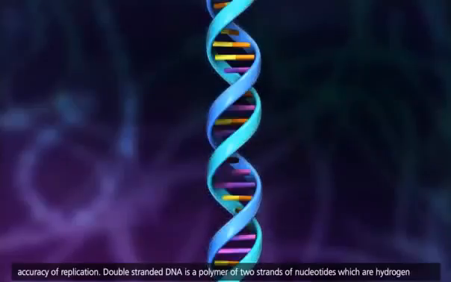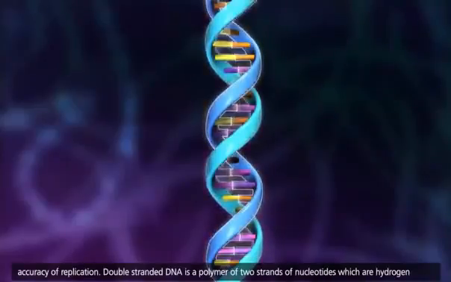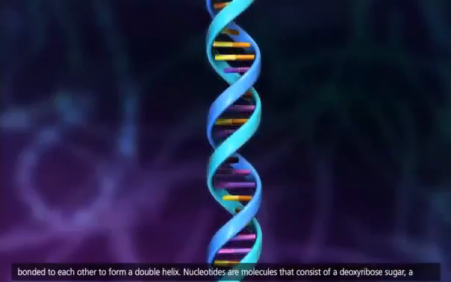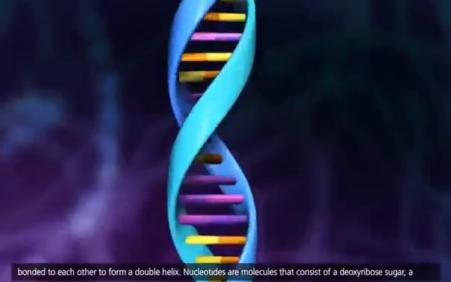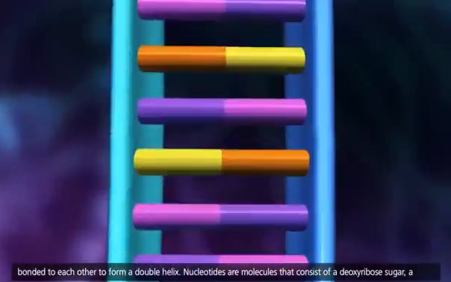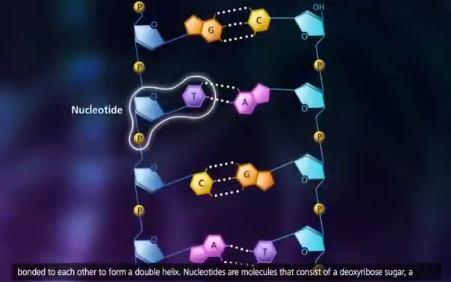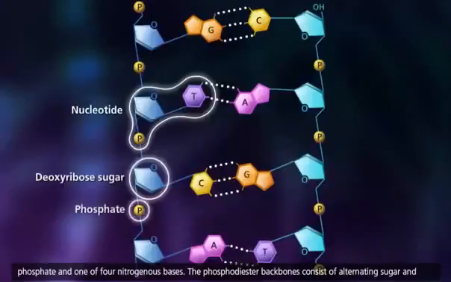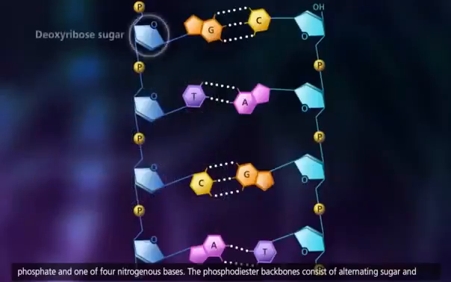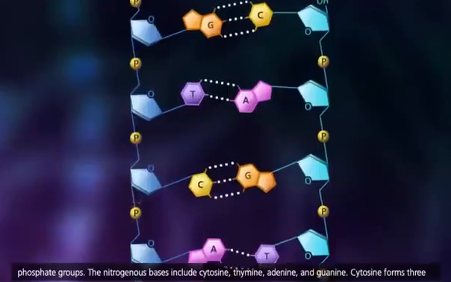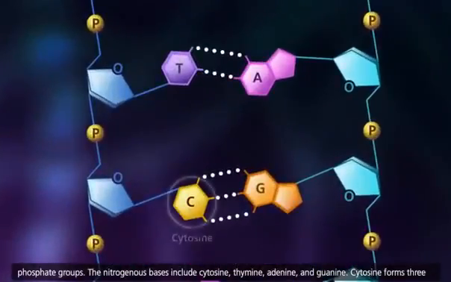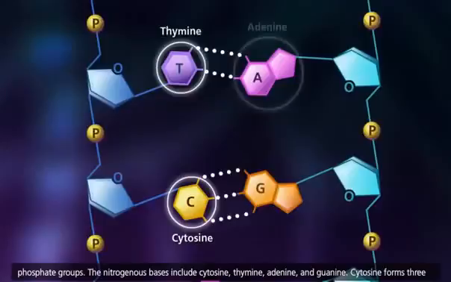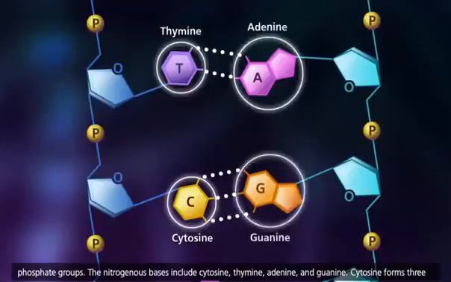Double-stranded DNA is a polymer of two strands of nucleotides which are hydrogen bonded to each other to form a double helix. Nucleotides are molecules that consist of a deoxyribose sugar, a phosphate, and one of four nitrogenous bases. The phosphodiester backbones consist of alternating sugar and phosphate groups. The nitrogenous bases include cytosine, thymine, adenine, and guanine.